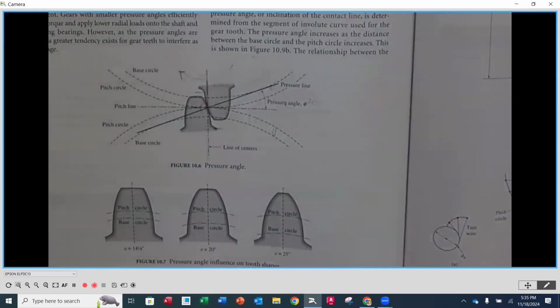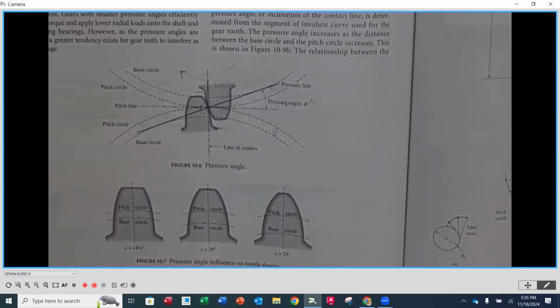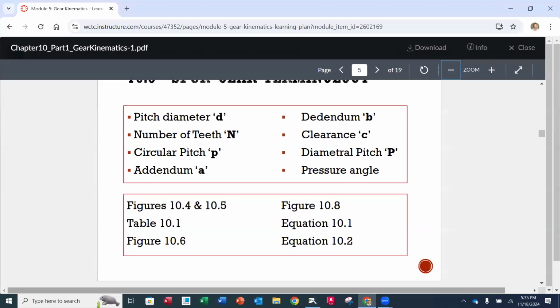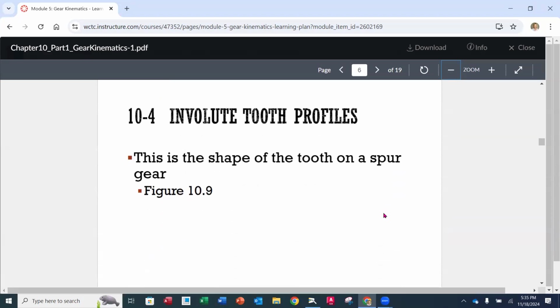Now, the other thing about pressure angle is that if you have two gears that are meshing, they have to have the same diametral pitch, as we just said, same size tooth, but they also have to have the same pressure angle. So you can't put a 20 and a 25 together because they won't work. Any two gears in mesh with one another have to have the same diametral pitch and the same pressure angle. So now I think on this list, I believe we covered everything.